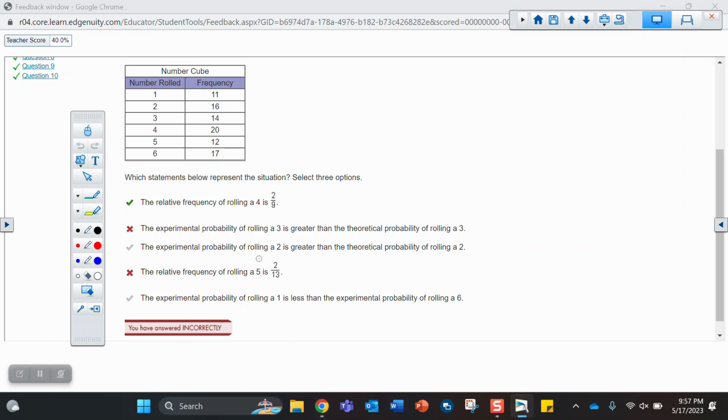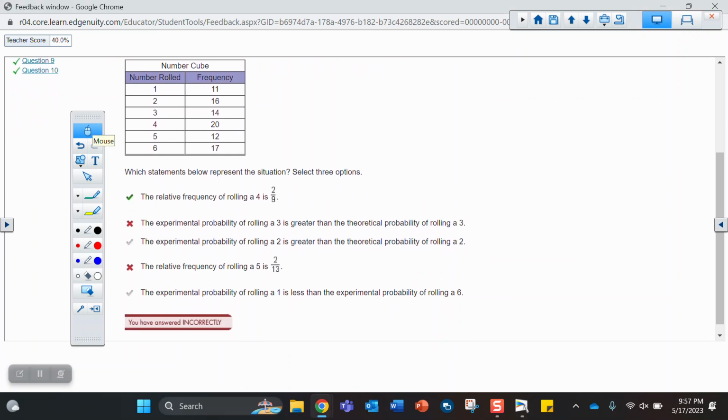It says the experimental probability of rolling a 2 is greater than the theoretical probability of rolling a 2. So when we're talking about a number cube, the theoretical probability of rolling any of the numbers is 1/6 because each number appears 1 time and there are 6 of them, and each number is equally likely to be rolled. So in the table, we have to figure out what was the experimental probability. It didn't say how many times he rolled the cube, so we're going to have to count that to start.